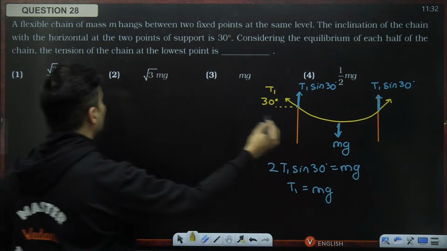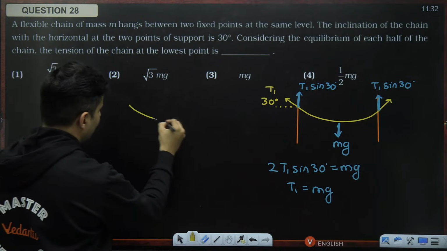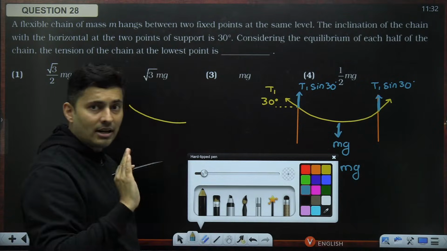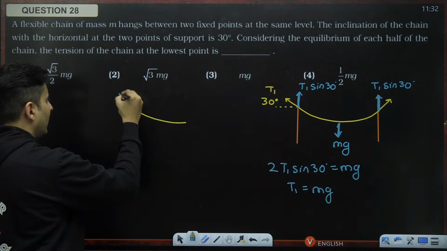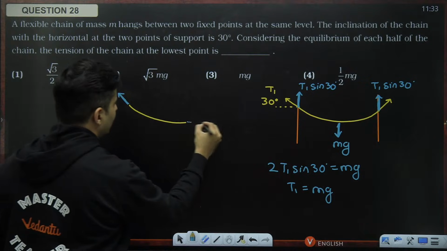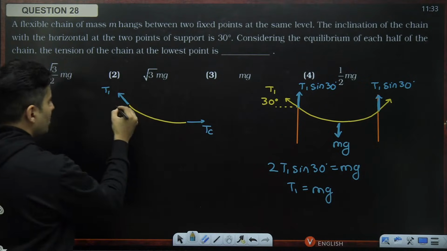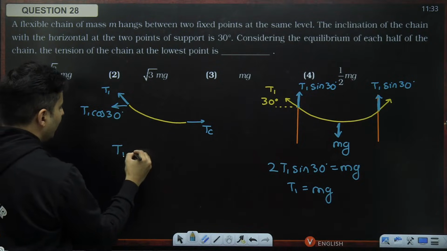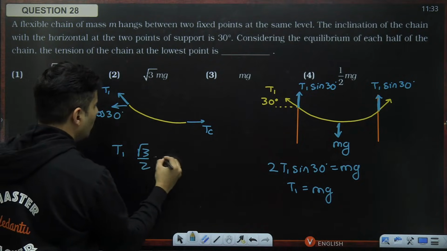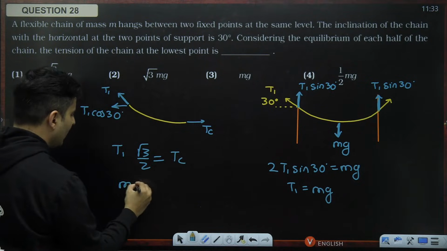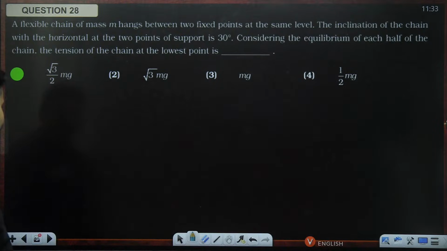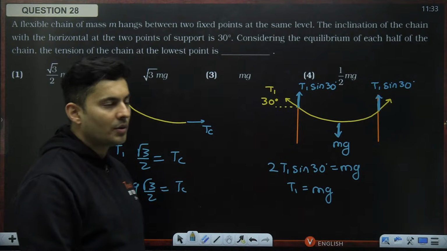Now what you do, because you want to find the tension at the lowest point, just consider half of the string. And remember, tension always acts along the string when you draw a tangent. So when you draw a tangent, it will be like this. So this is T1 and this is the tension at the center. So if you take the cos component, this is T1 cos 30. So T1 cos 30, which is root 3 by 2, will be Tc. T1 is nothing but mg. So mg root 3 by 2 is the tension at the center. So that is why you will get mg root 3 by 2 as the final answer for this particular question.